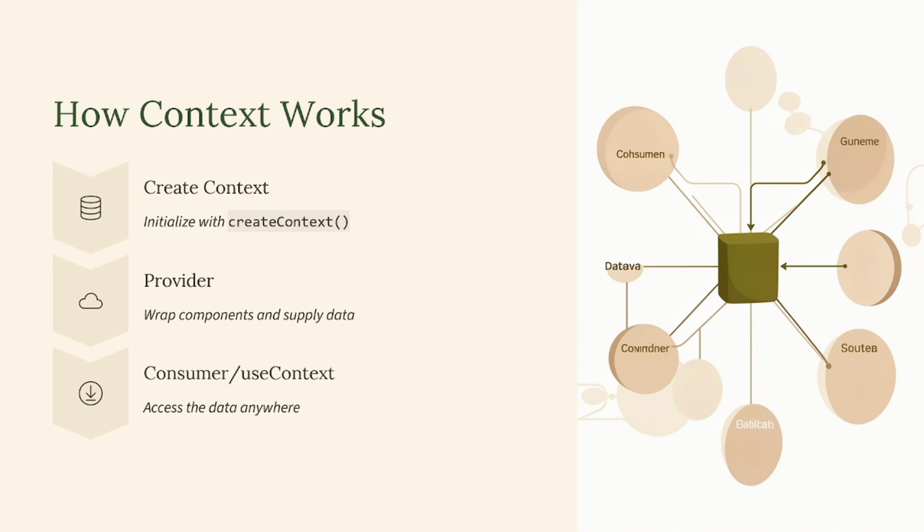Now, how does context work? Creating context has three steps. One is to create the context, the second is to wrap inside the provider, and the third is to consume. By using these three stages only, we can achieve the context provider.